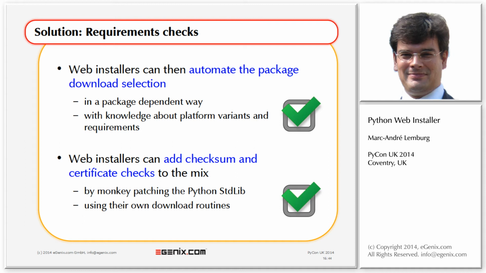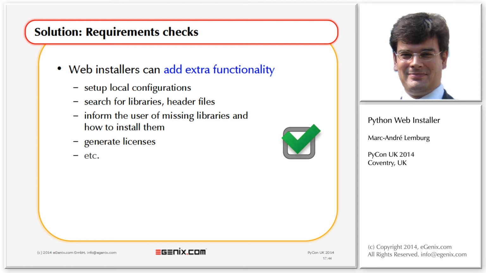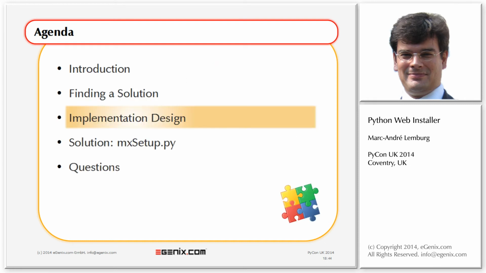So let's do a requirements check. With this design, we could automate the package download selection because there was code running on the installation platform. We could add checks for certificates, for example, or for the checksums on the platform, so we could make sure that everything's authentic. And we could add extra functionality. For us, for example, we haven't implemented that just yet, but we're going to do that. For example, we wanted to generate evaluation licenses for the software automatically, so that people don't have to go to the website to do that.